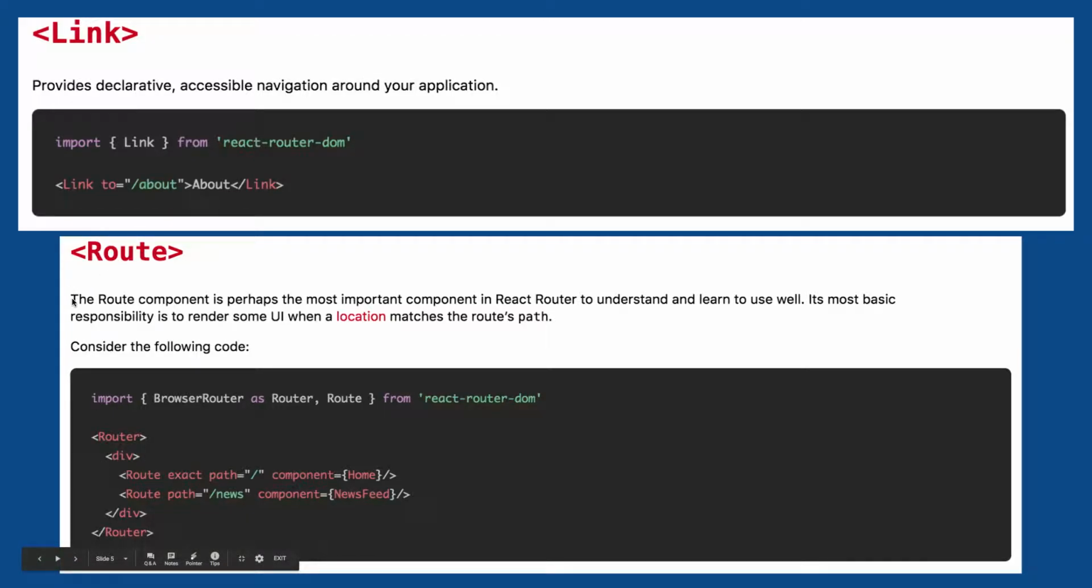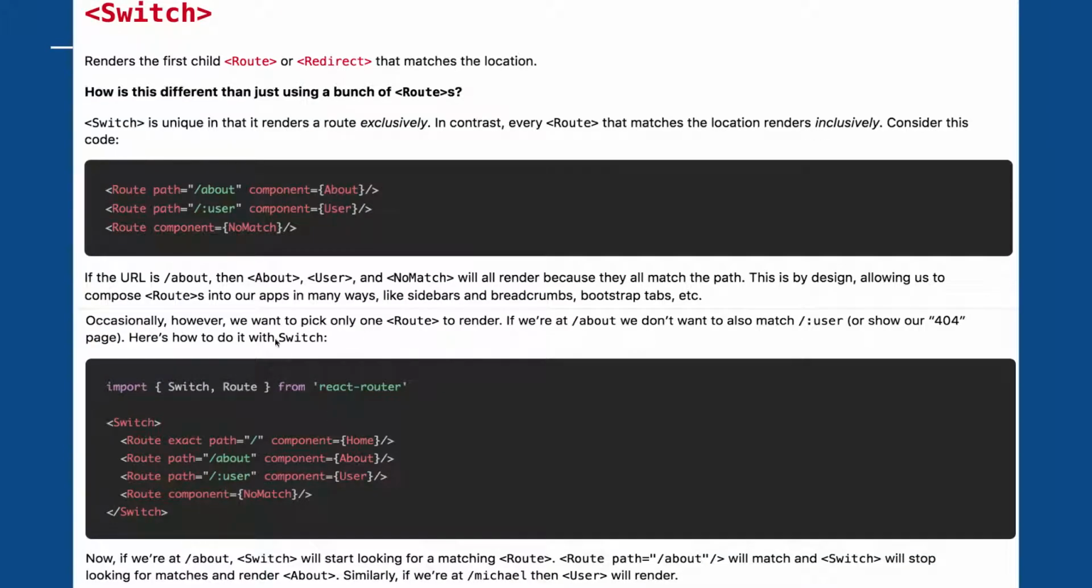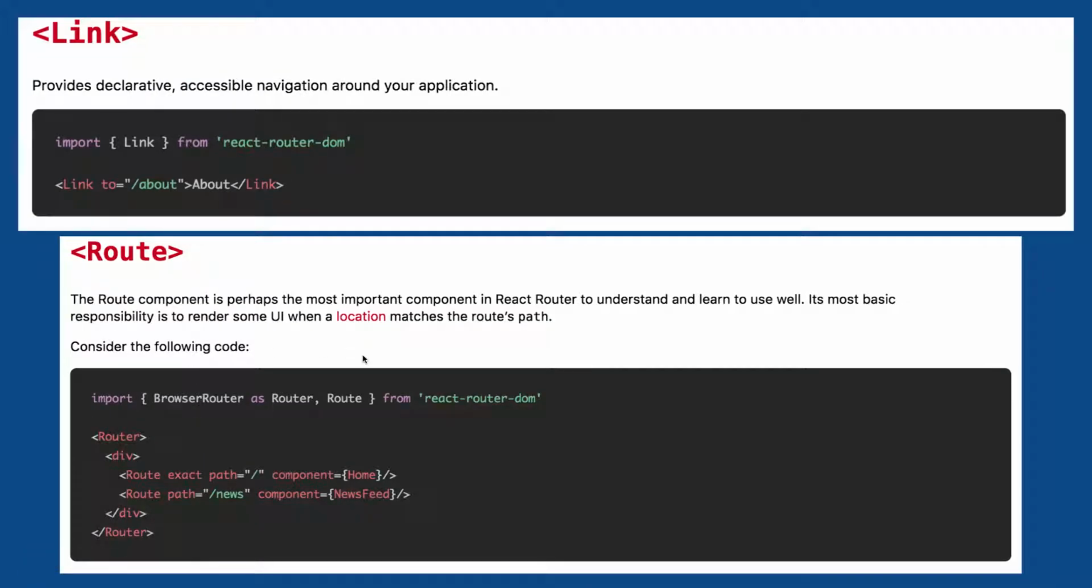And then right here, the Route component is perhaps the most important component in React Router to understand and learn well. Its most basic responsibility is to render some UI when a location matches the route path. So again, Switch, I may have jumped the gun on that a little bit. Switch relies on routes, so that's why we jumped into routes a little sooner, but at the end of the day, the way routes work is they're just going to try and find that location, and they're going to just render that component.